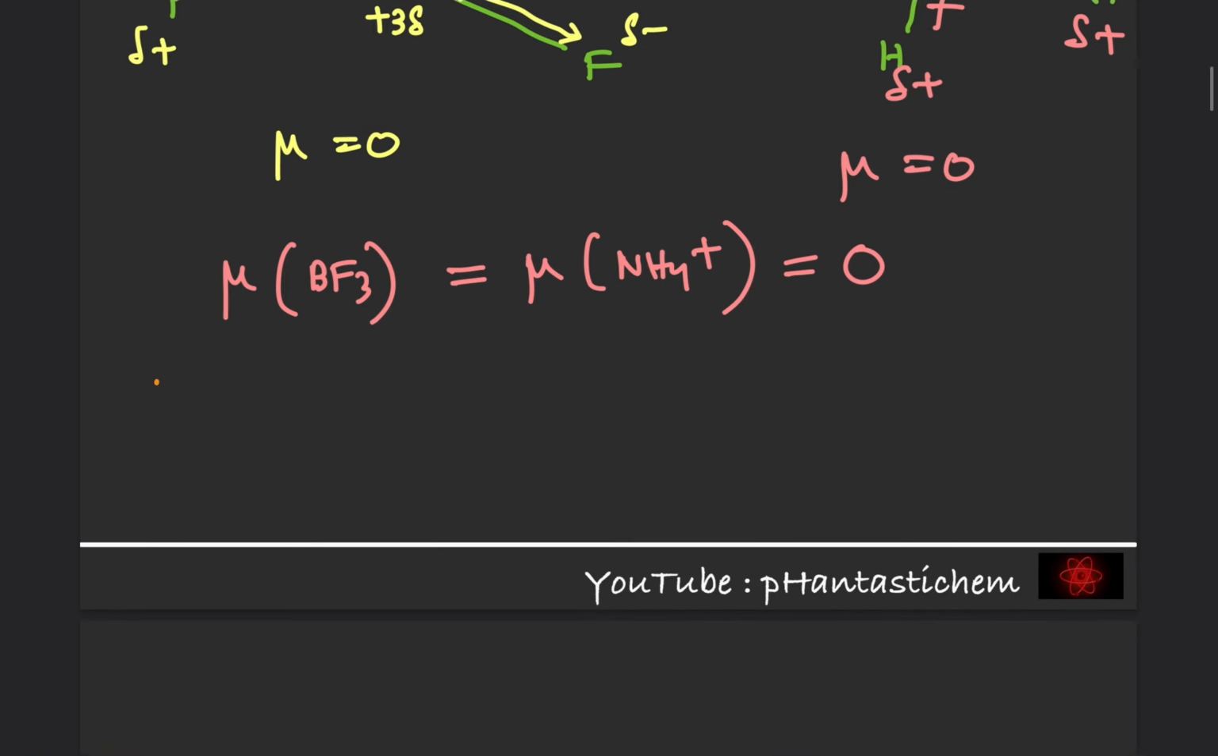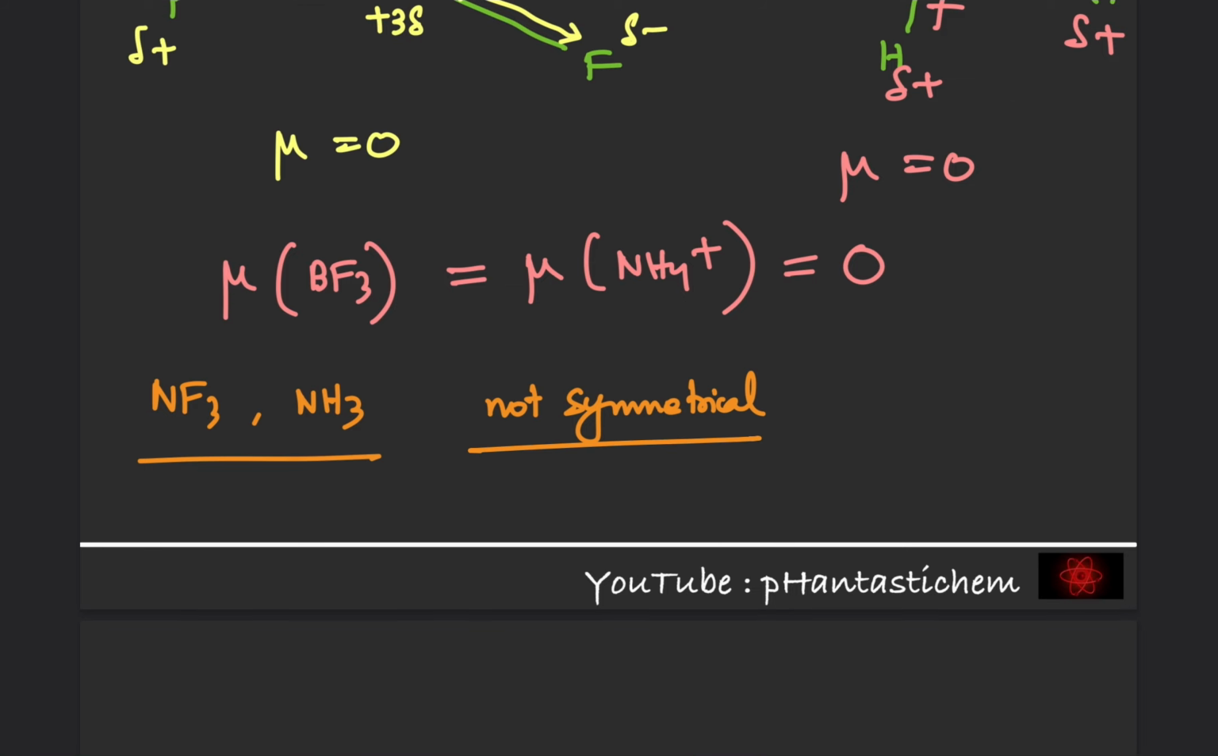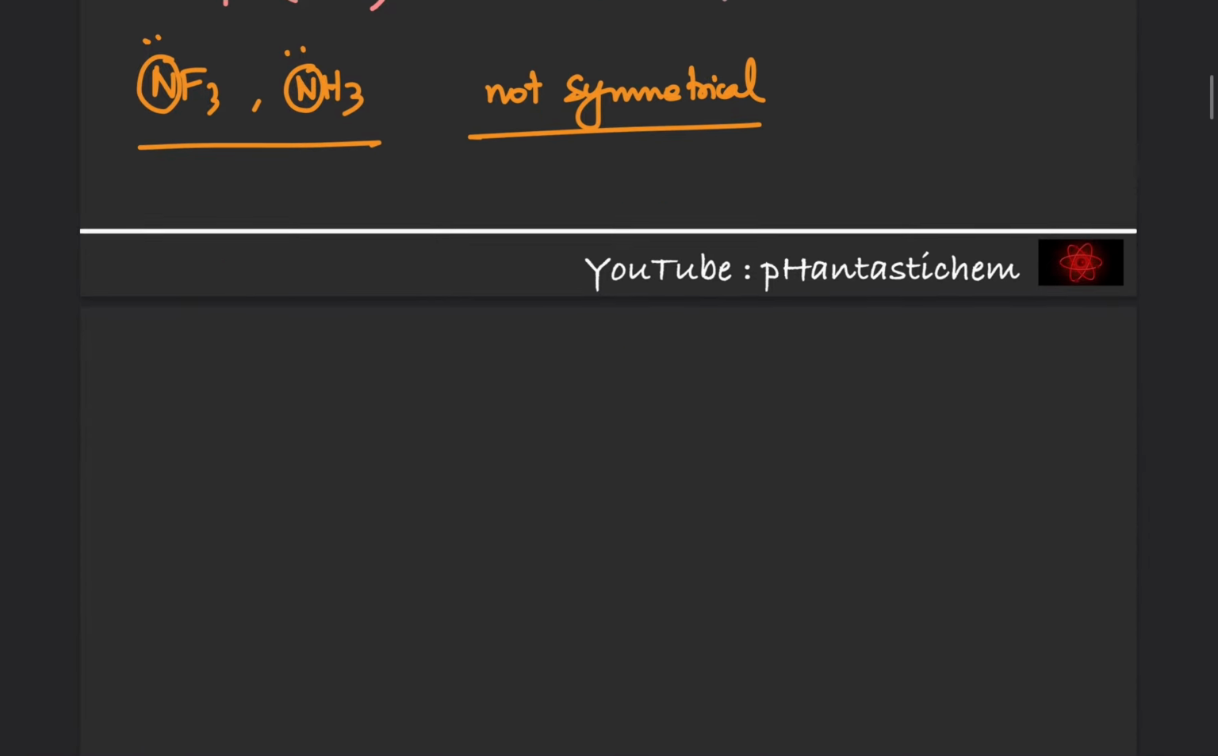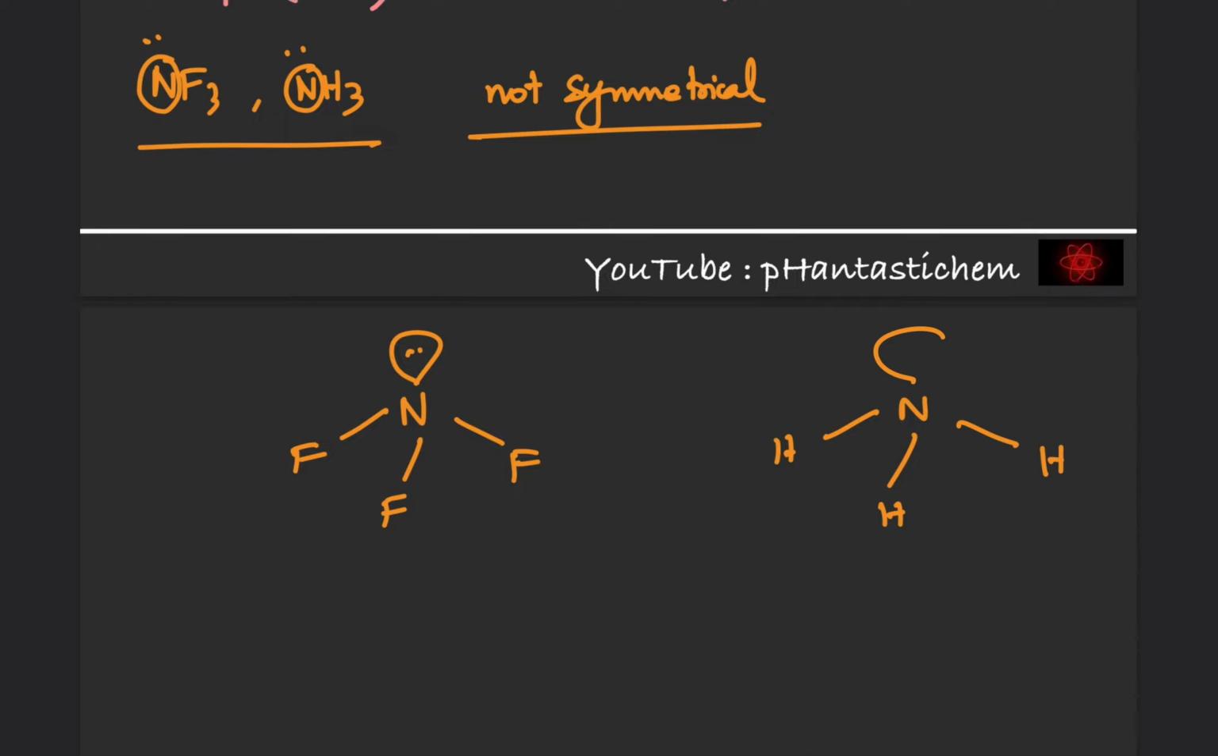Next we have to talk about NF3 and NH3. First thing is that they are not symmetrical, because they have a lone pair on the central atom, that is nitrogen. On both there is a lone pair on nitrogen, which makes them asymmetrical. And they look something like this, and both have pyramidal shapes.